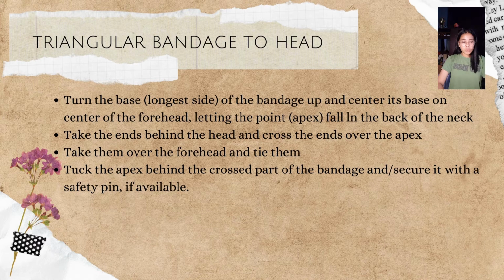To effectively apply this, turn the base of the bandage up and place it at the center of the forehead, letting the point or the apex fall in back of the neck. Then take the ends behind the head and cross the ends over the apex. Then take them over the forehead and tie them. Tuck the apex behind the cross part of the bandage and secure it with a safety pin if available.